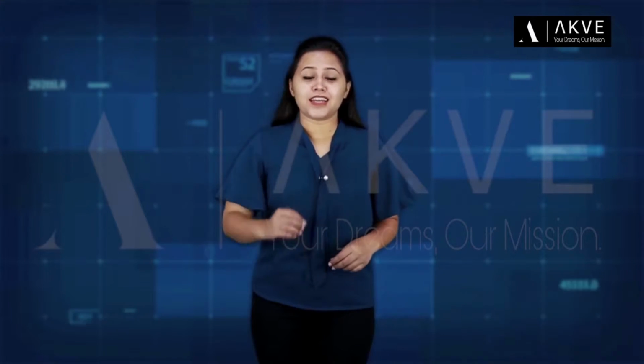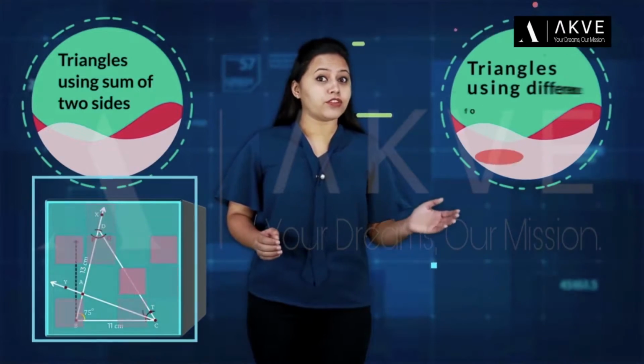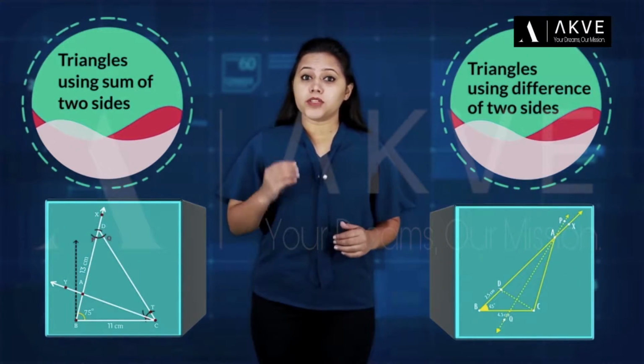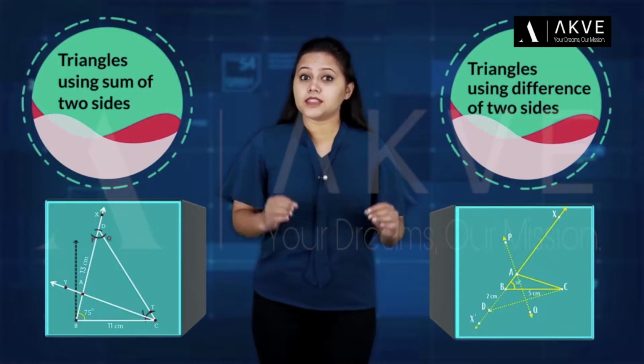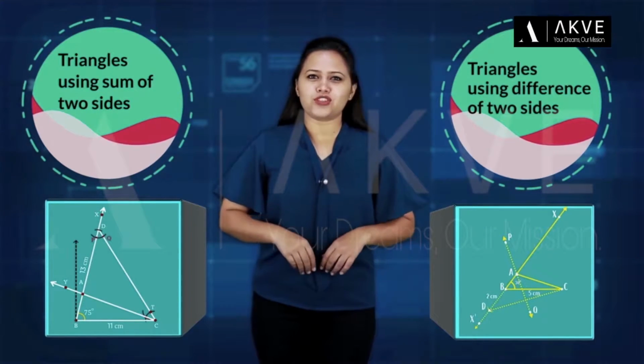So guys, till now we have constructed triangles using sum of two sides and difference of two sides. Now comes the turn of constructing a triangle using its perimeter. And this is the last and final topic of this chapter.